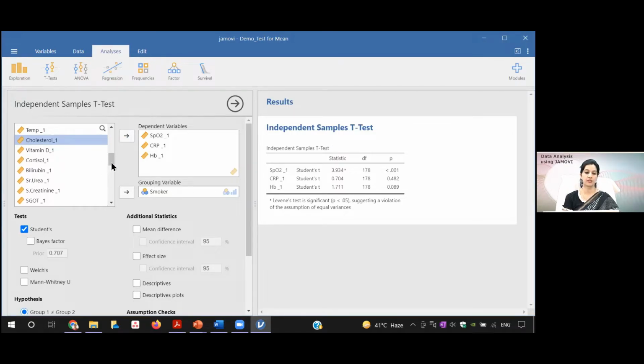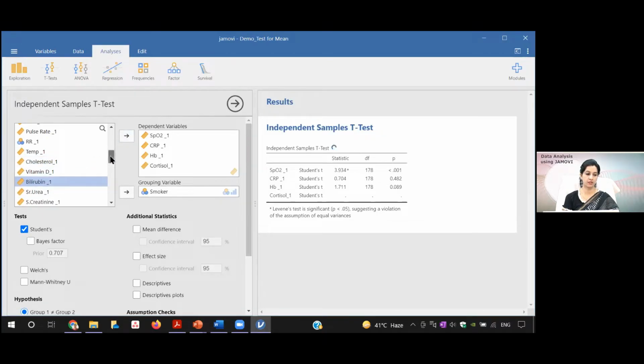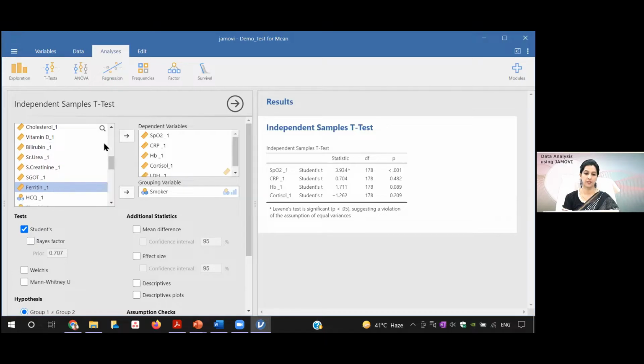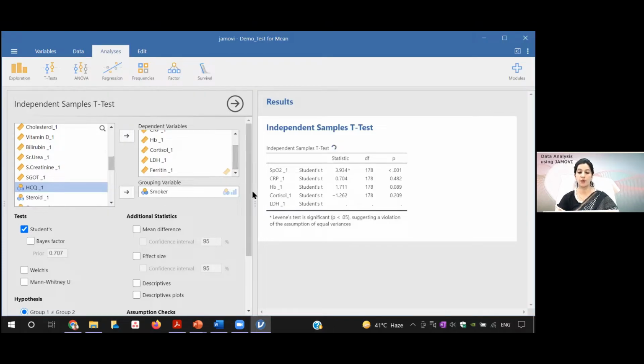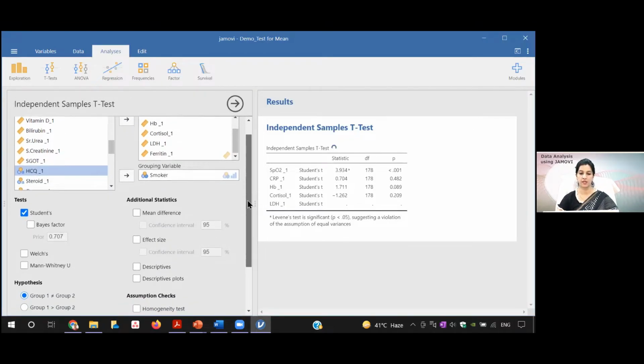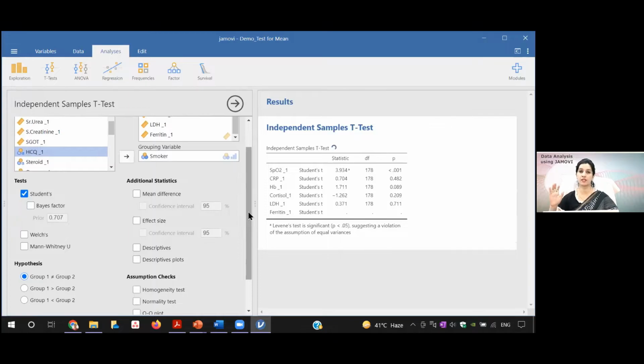So this is, let me see the variable. This is the cortisol. The next is your LDH. And then it is the ferritin. So I have to check these continuous variables. So now what should I do first? So first you go and check for the assumptions.